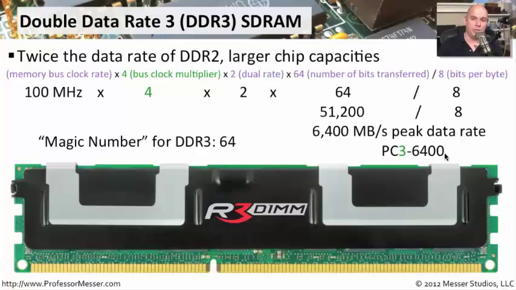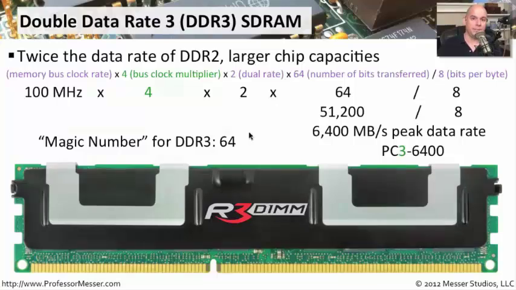And of course, you can conversely do this by dividing your 6,400 peak data rate by 64 to give you 100 megahertz. So if you're given a question where you need to calculate either your peak data rate or the original memory bus clock rate of a particular set of DDR, DDR2, or DDR3 memory, just remember your magic numbers, and you'll simply multiply or divide by the appropriate magic number of the memory type that you're using.